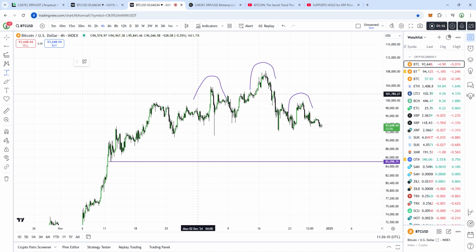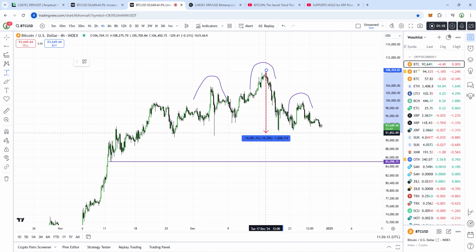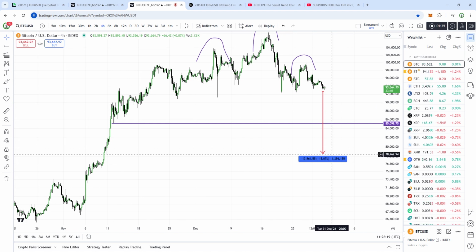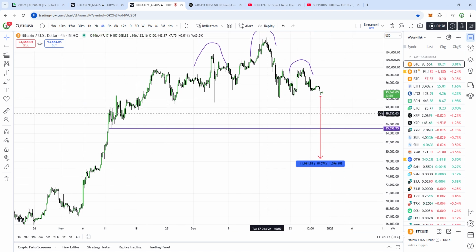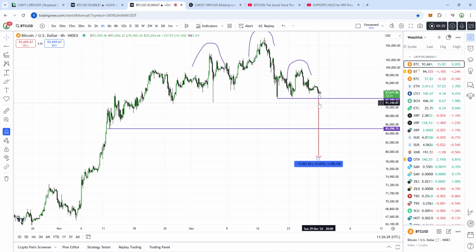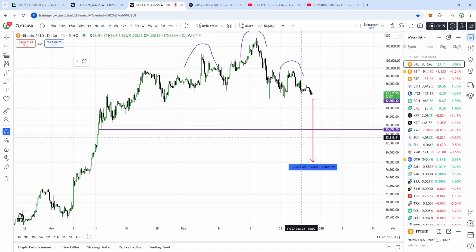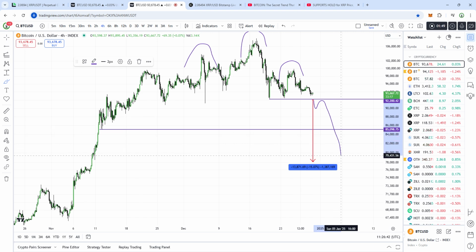So if you go to measure this move from around here, that would give you your target. That would put it at about 78,000. Okay, it's not exactly correct, and we can make it more correct. So let's just go from here. The measured move from the breakdown would be 77,000. And what you'd want to do is see something like this. You want to go like that, retest, and then boom.